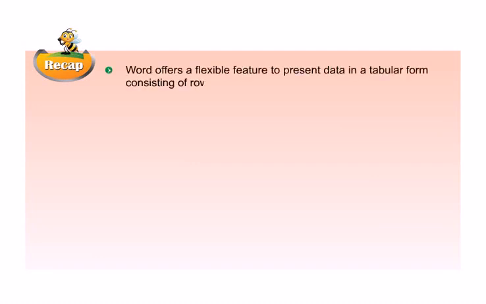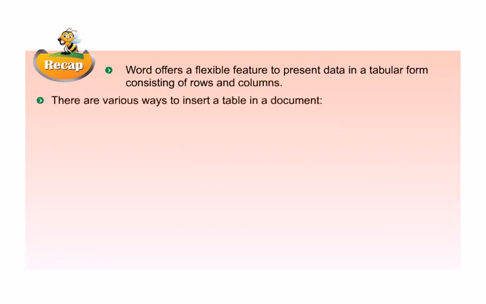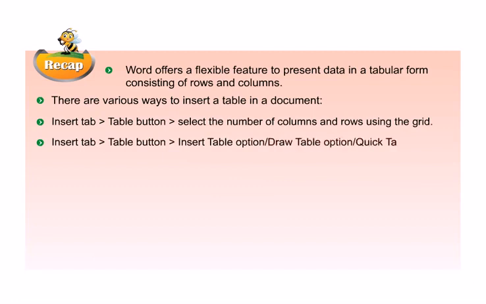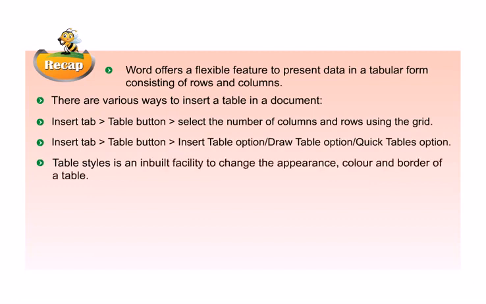Okay students, let us take a recap of this chapter. Word offers a flexible feature to present data in a tabular form consisting of rows and columns. There are various ways to insert a table in a document. Insert tab, then go to Table button, then go to Select the number of columns and rows using grid. Insert tab, then go to Table button, then go to Insert Table option, then Draw Table option or Quickly Tables option. Table Styles is an inbuilt facility to change the appearance, color and border of a table.